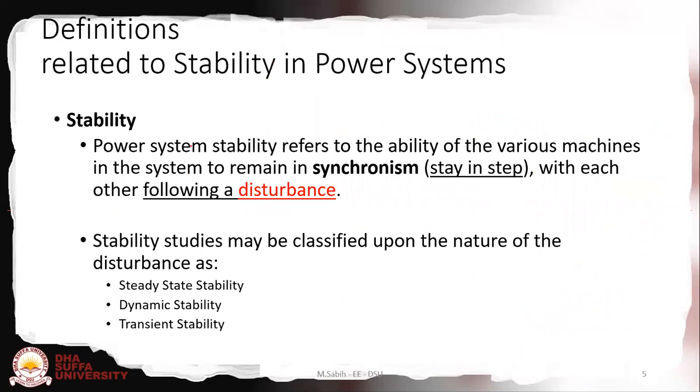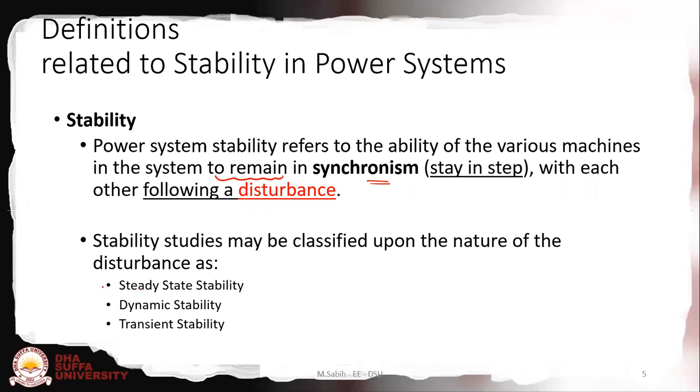Now let's recall what the stability definition was in the first place. The stability of the power system is simply that your system stays in step, or synchronized. Okay, we have multiple machines, motors, generators. All we need is that they should always stay in synchronism, even with a disturbance. So if a disturbance occurs, they try to remain in synchronism.